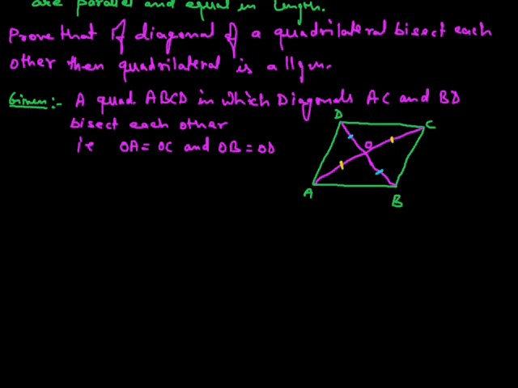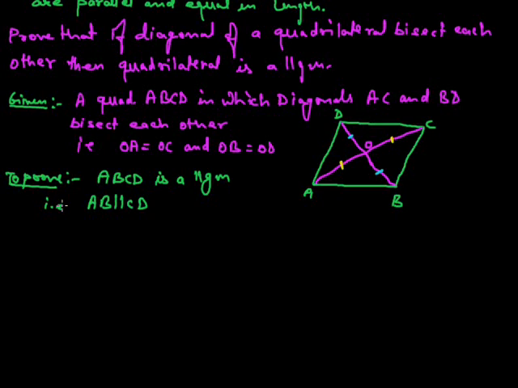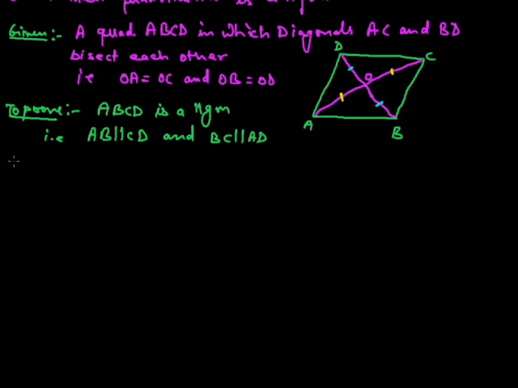Now no need for construction in this question. We can start; let us first write what we need to prove. We need to prove ABCD is a parallelogram. That is, we need to prove AB is parallel to CD and BC is parallel to AD. Now, proof.